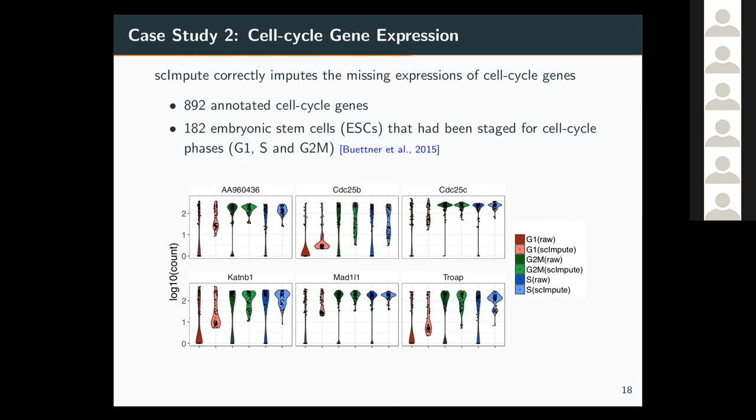So we apply scImpute on this data set, and the imputed read counts are denoted as the light colors. We can see that after the application of scImpute, the gene expression values of the cell cycle genes are corrected, and now they have non-zero expression, which is more consistent with our expectation.